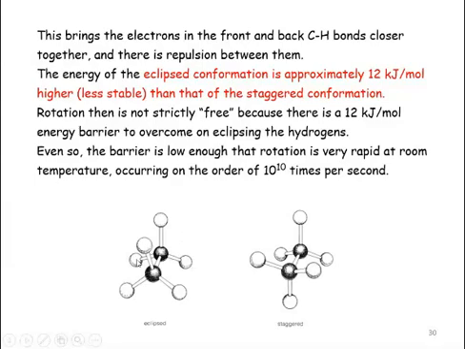Whenever this rotation takes place, how much energy do we need? Almost 12 kilojoule per mole, in order to overcome the eclipsing of the hydrogen atoms, which is very small and can be easily overcome at room temperature. If the energy barrier is overcome, they can easily get converted from one form to another. At what rate do they get interconverted? The rate of interconversion is 10 to the power 10 times per second.